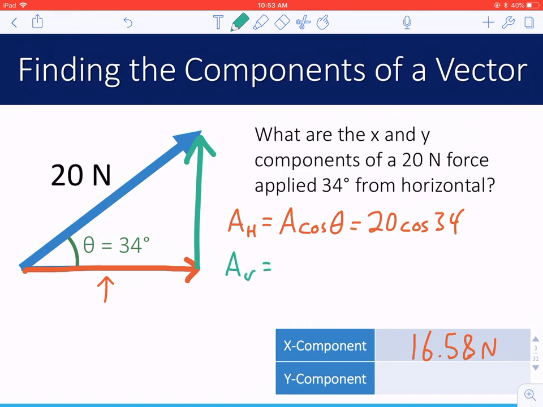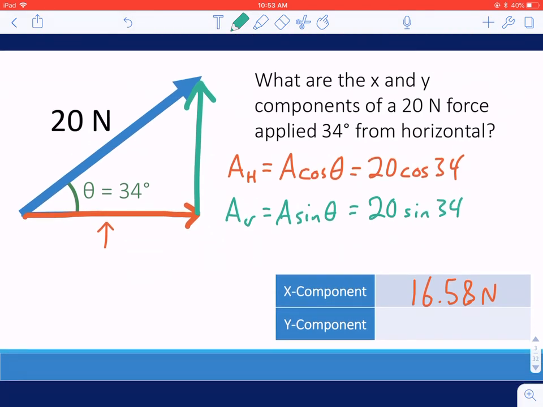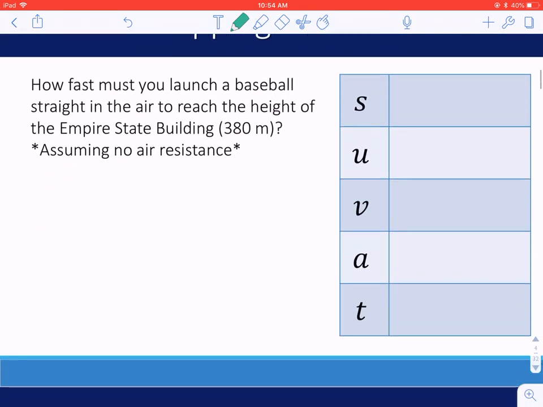Do the same thing for the vertical component. AV is equal to A times the sine of theta. Again, this is found in your data booklet. That is equivalent to 20 times the sine of 34. Make sure that you're in degree mode for all of this, actually the entire test, and you'll get 11.18 newtons. We will be coming back to that in just a little bit.